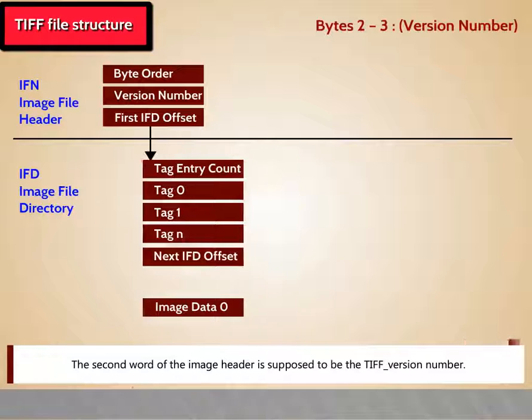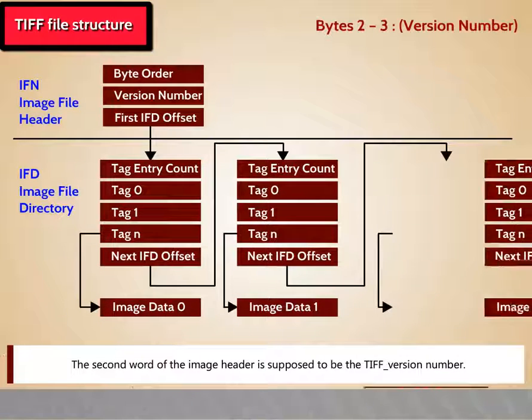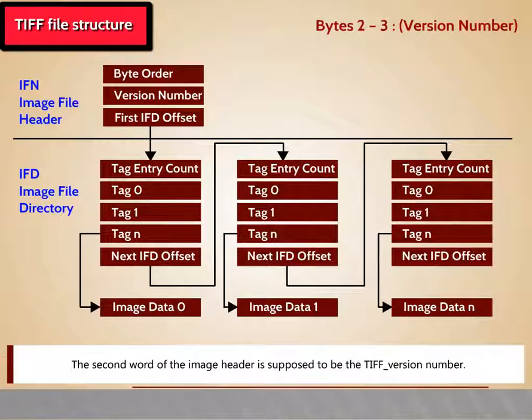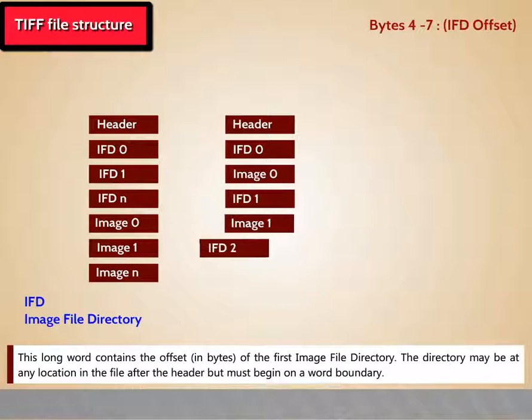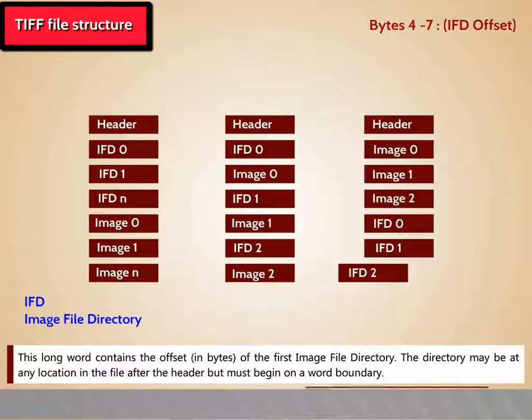TIFF file structure. Bytes 2 to 3, version number. The second word of the image header is supposed to be the TIFF version number. Bytes 4 to 7, IFD offset. This long word contains the offset in bytes of the first image file directory. The directory may be at any location in the file after the header, but must begin on a word boundary.